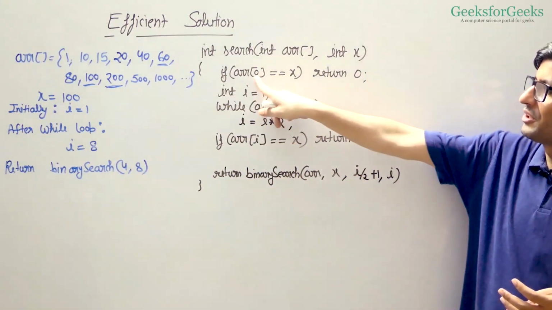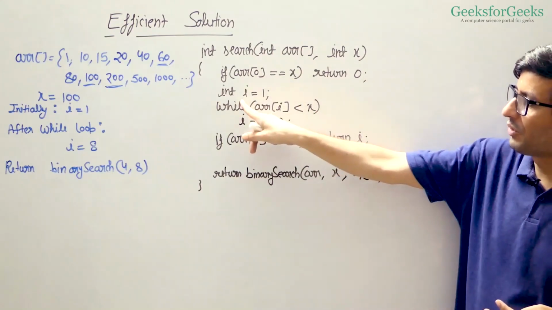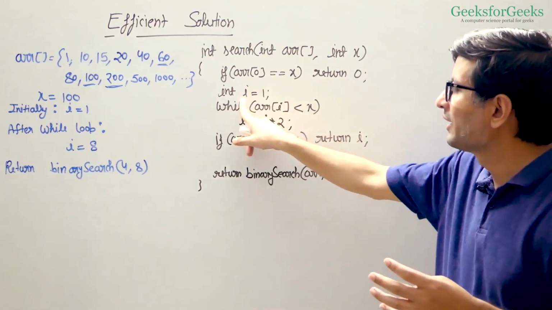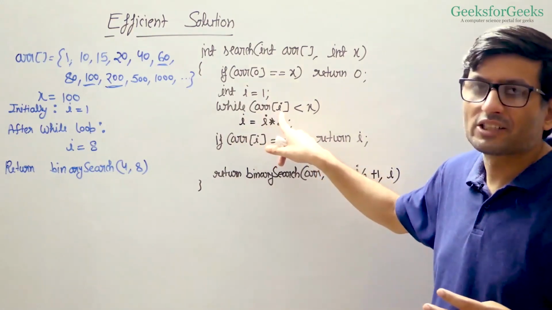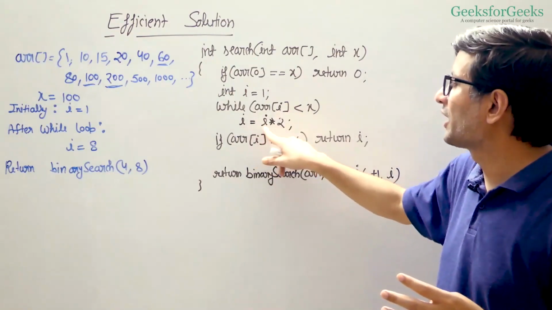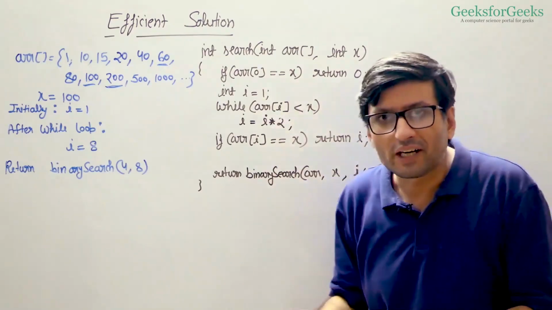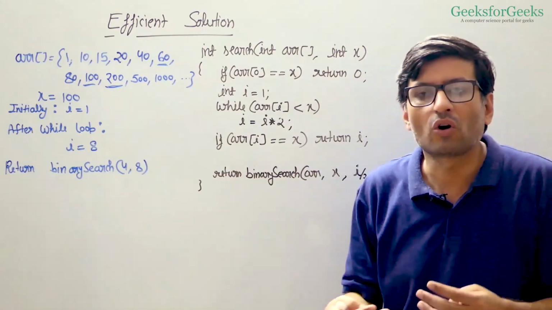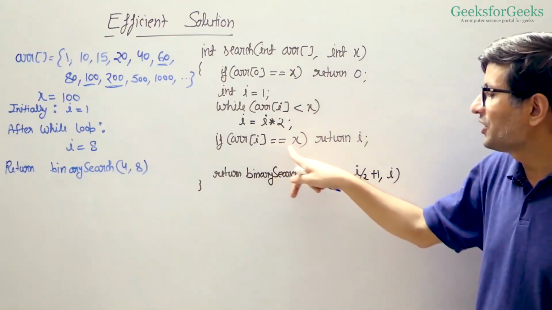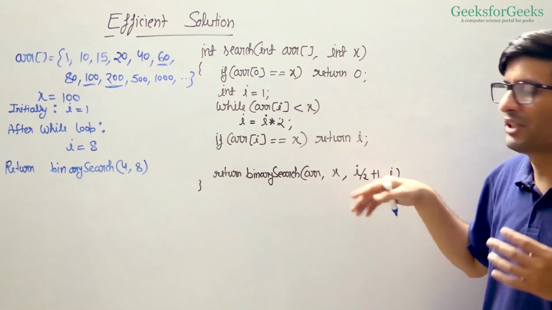So let's take a look at the implementation. If array 0 is equal to x, then we return 0. Otherwise, we do doubling of the indexes. We begin with i equal to 1 and say while array i is smaller than x, we do i equal to i into 2. We come out of the loop when array i becomes equal to x or array i is greater than x. If it is equal to x, then we return i, and if it is greater than x, then we do binary search.